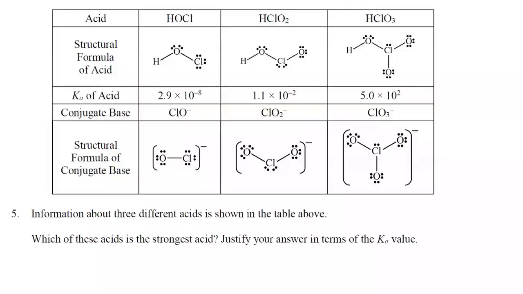So question 5 says the following. Information about 3 different acids is shown in the table above. Which of these 3 acids is the strongest acid? Justify your answer in terms of the Ka value.